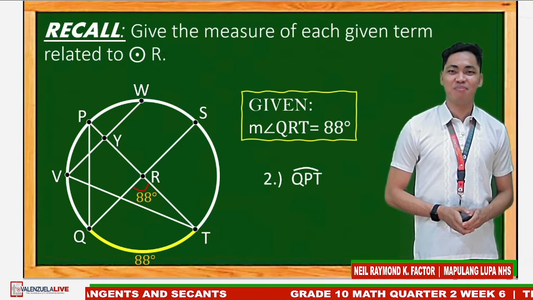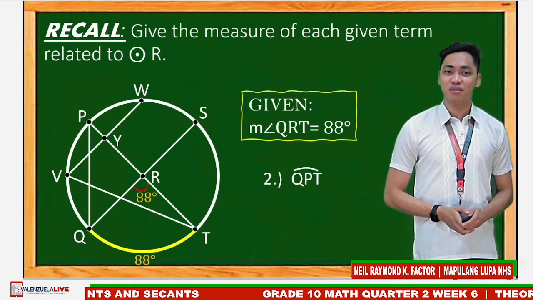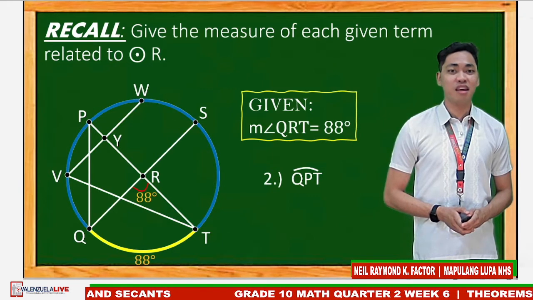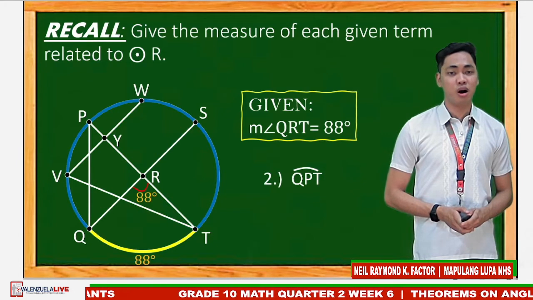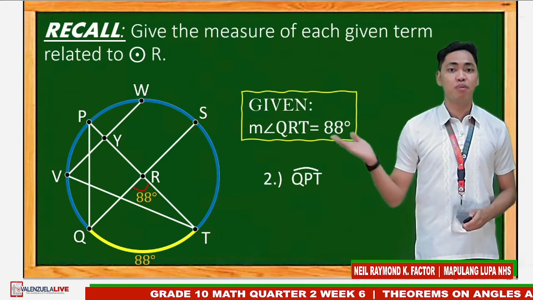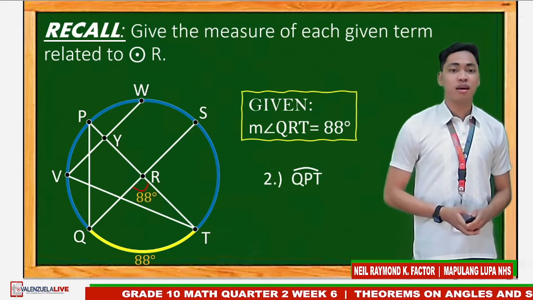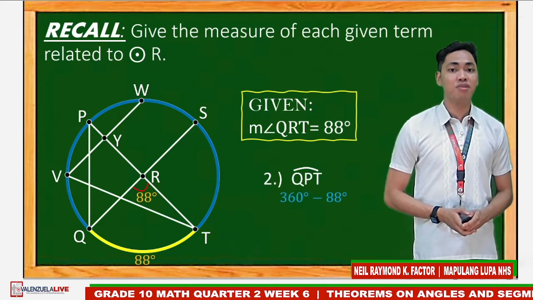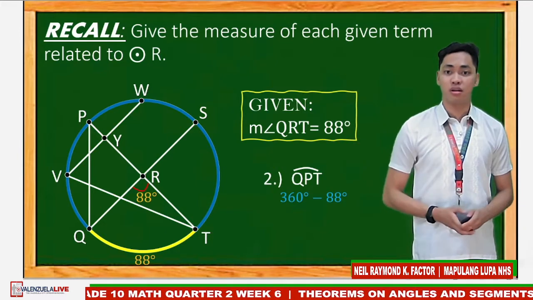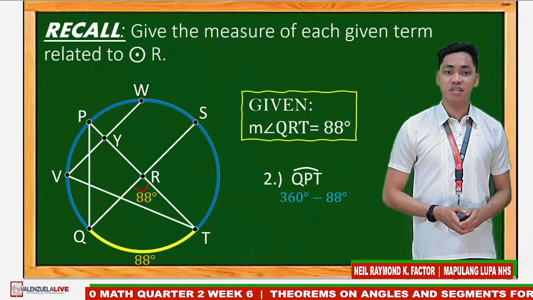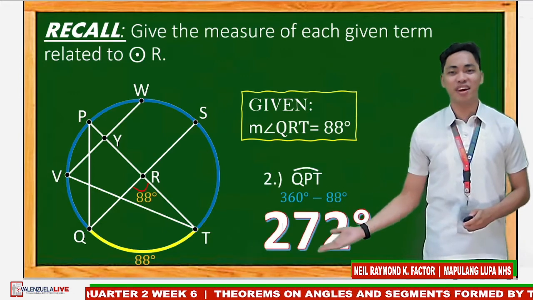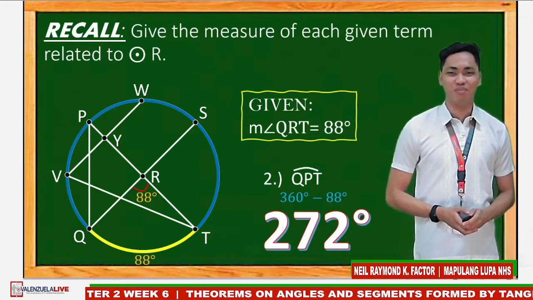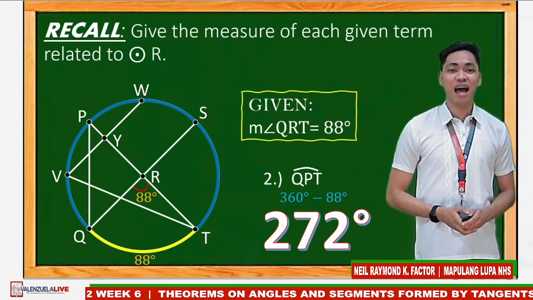Okay, time's up. Now take note that arc QT is 88 degrees. The measure of its corresponding major arc QPT, the one in blue, is 360 degrees minus the measure of the minor arc. We have 360 degrees minus 88 degrees, and that is 272 degrees. Good job. Let us have item number 3.